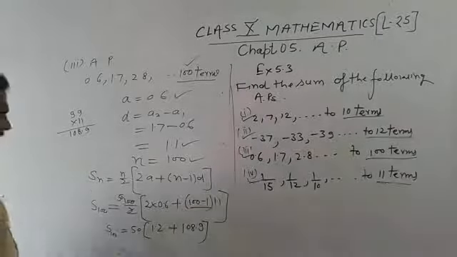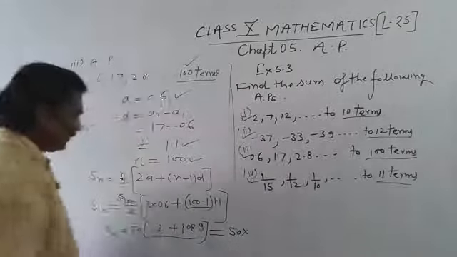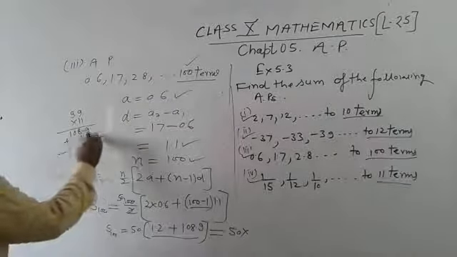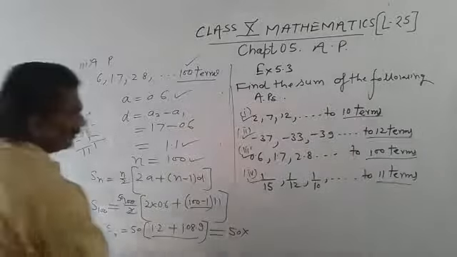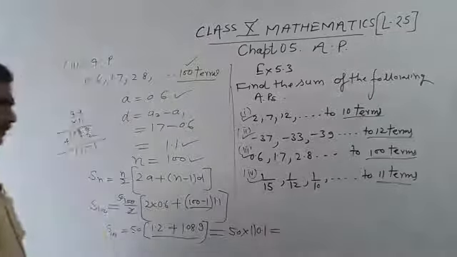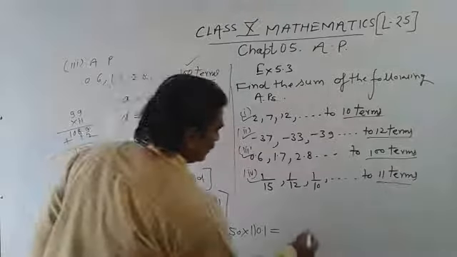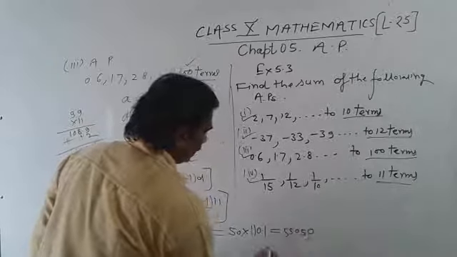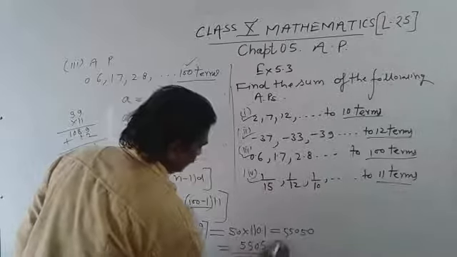Okay students, now add these. 50 multiplied by (108.9 and 1.2, we will add 1.2), that is 110.1. 110.1. Finally you multiply and get the answer. Your final answer will be 5505. This is your answer.